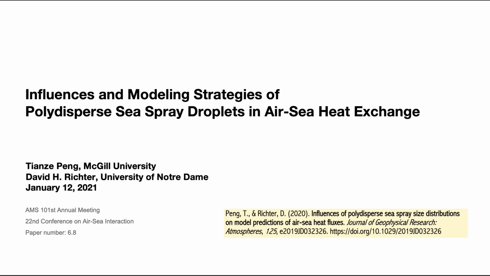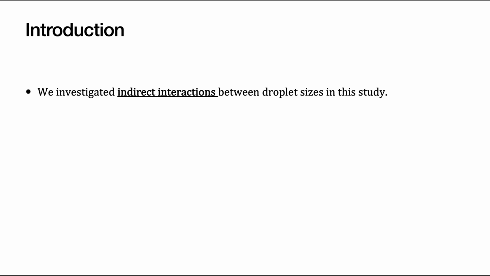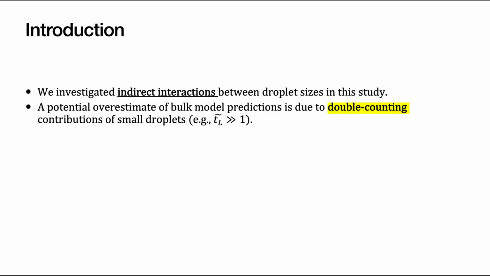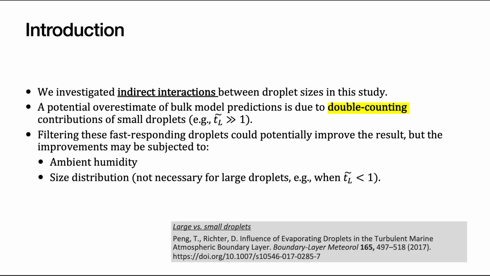We focus on the indirect interactions, meaning that the spray droplets will interact with the environment, and then the other droplets will receive this kind of influence via the ambient environment, and vice versa. Here we don't consider any droplet-droplet direct interactions. What we found is that there could be a potential overestimate of the sea spray's contributions to the heat budget if we assume sea spray are independent. We also find that this issue of double counting doesn't apply to every size class. This is only an issue when the spray size is small.